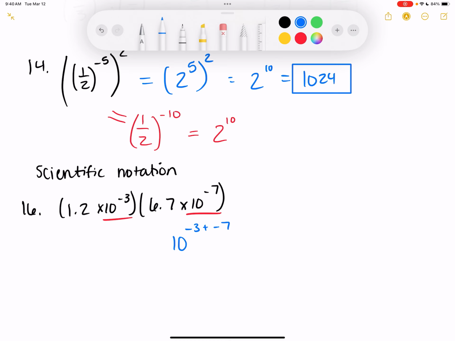Then over here, I'm going to multiply the numbers that are in front. So it's going to be 1.2 times 6.7. You can do that by hand, but I would just say use your calculator to type that in. So when you type that in, somebody tell me what number that gives me, just this first part.